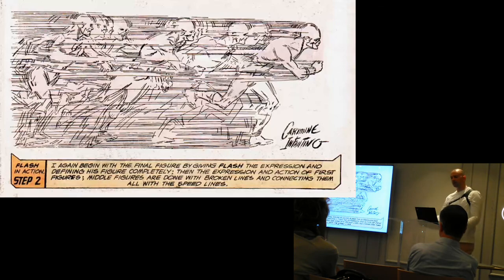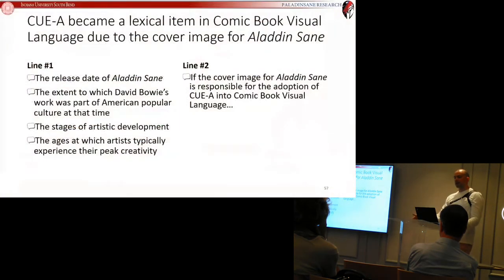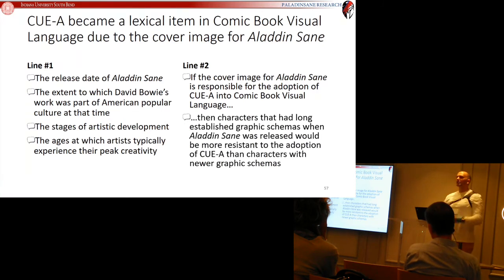And the second line of evidence uses the idea that if the cover for Aladdin Sane was responsible for this spread of QA into comic book visual language, then any character that was well established with graphic schemas before the release should be resistant to accepting any change in their graphic schemas. But characters released after, or drawn after the release, have new graphic schemas that could be easily influenced and incorporate this close-up eye asymmetry.